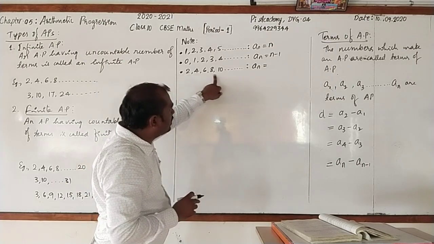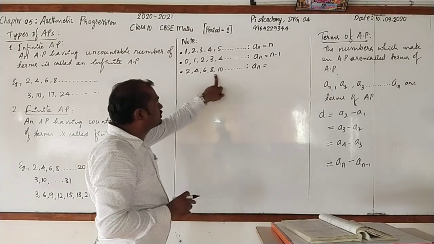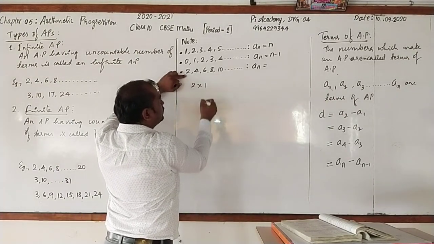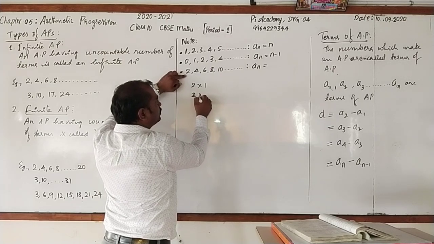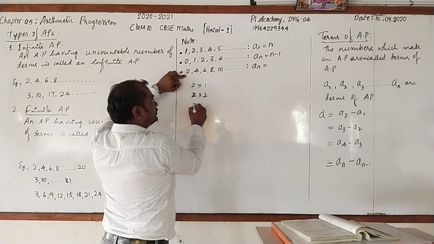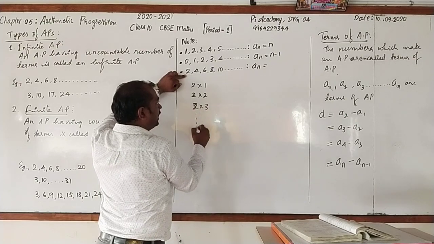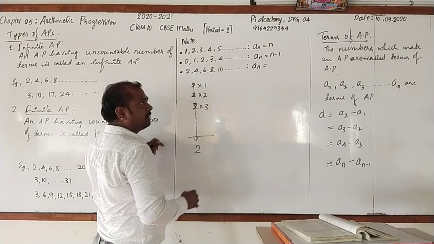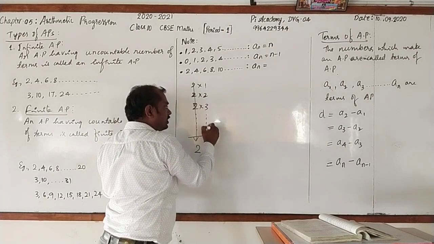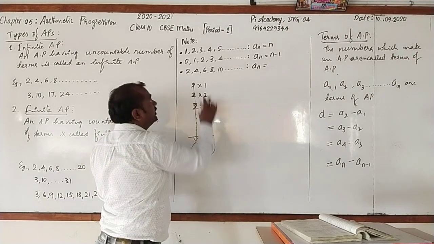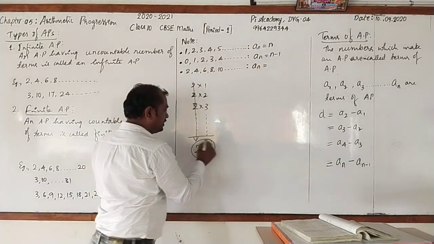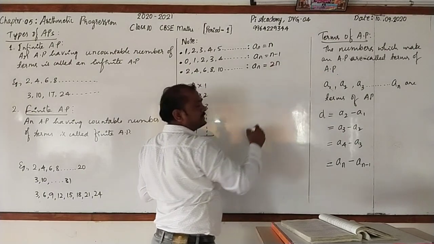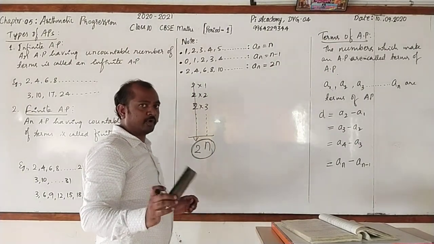See that these are all even numbers, no doubt, and they are also multiples of 2, right? 2 can be written as 2 into 1, 4 can be written as 2 into 2, 6 can be written as 2 into 3 and so on. For the last term, see here 2 is common. If it is 1, 2, 3, the last term will be n. Hence, the nth term of even numbers is 2n. Followed?